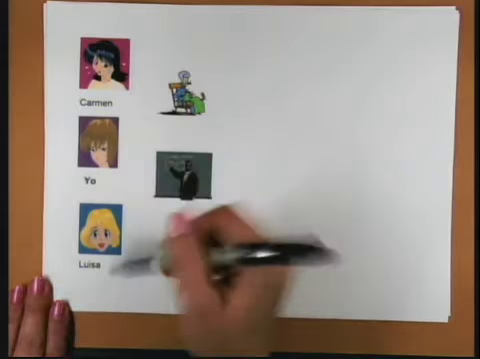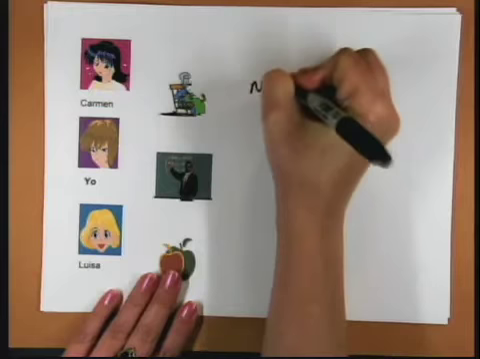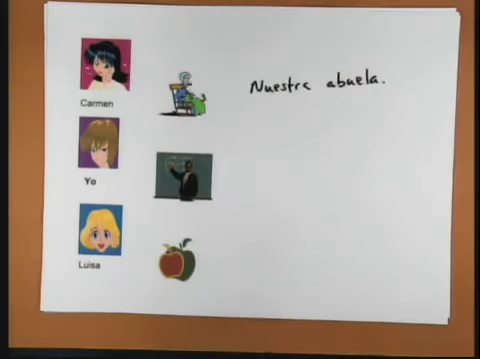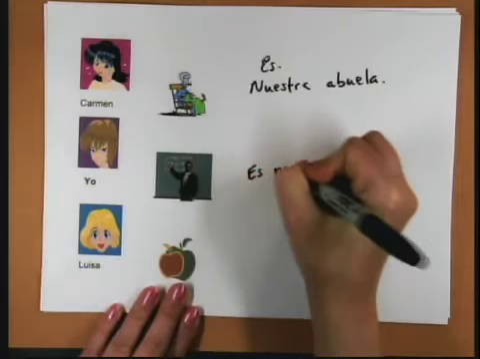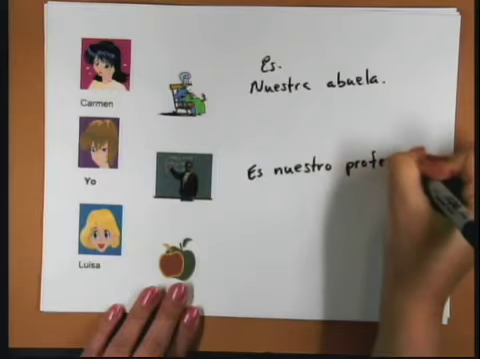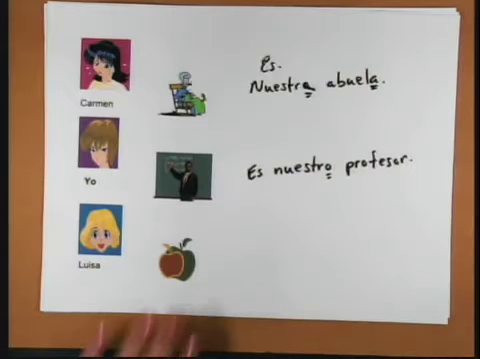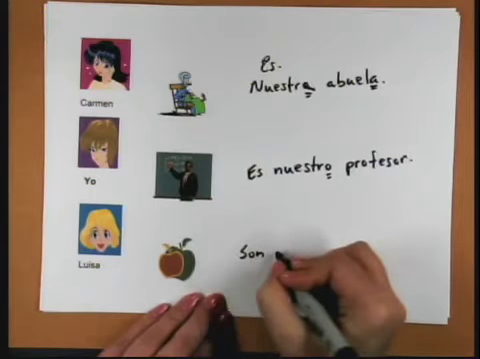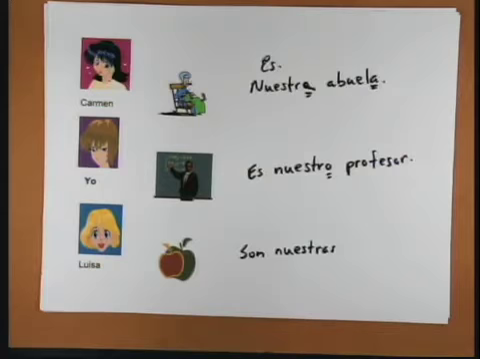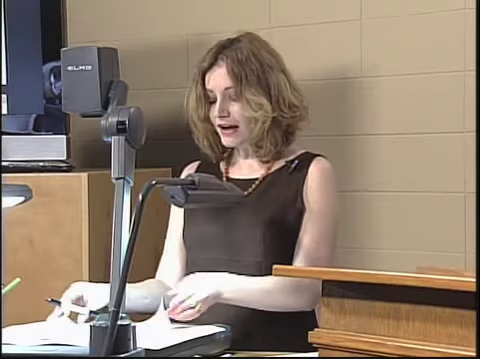Ahora, si tenemos un grupo de personas, if we have a group of people, por ejemplo, Carmen, Luisa y yo, it's our grandmother. Nuestra abuela. Es nuestra abuela. It's our grandmother. It's our professor. Es nuestro profesor. Nuestra A for abuela, O for profesor. Y las manzanas son nuestras. Son nuestras. Son nuestras manzanas. They're ours. Son nuestras. Y punto. Fácil, ¿no?